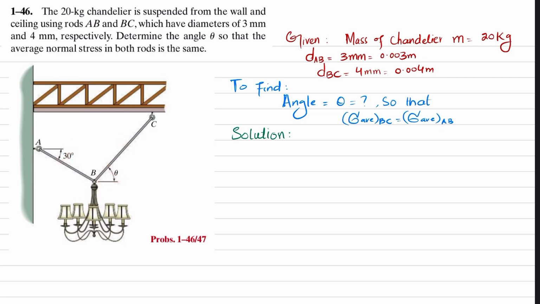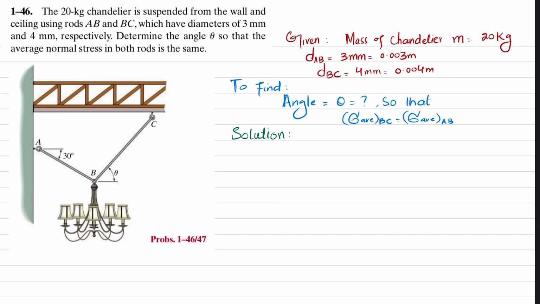From the given data, the mass of the cylinder is 20 kg, the diameter of rod AB is 3 millimeter, which in meter is 0.003, while the diameter of BC is 0.004 meter. We have to find this angle theta for which the average normal stress in BC is equal to the average normal stress in AB. So let's start with the solution.